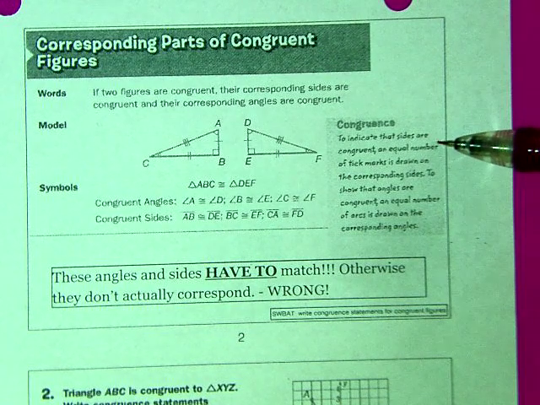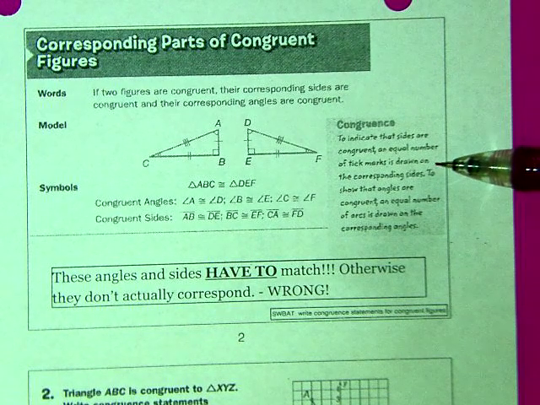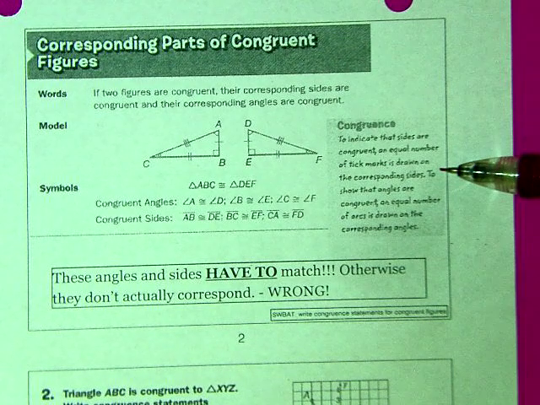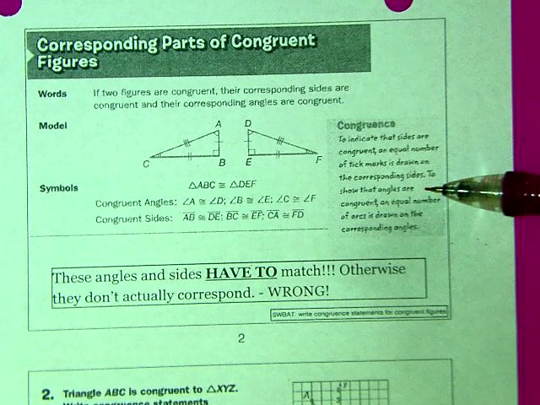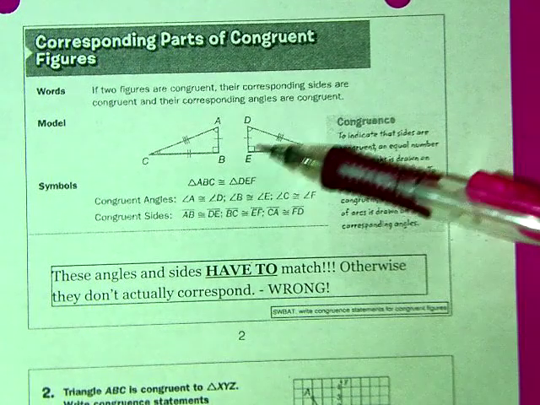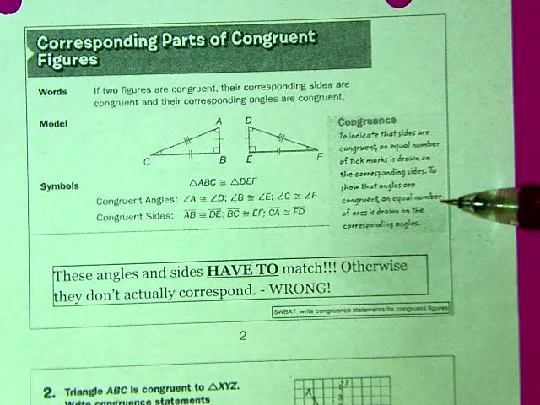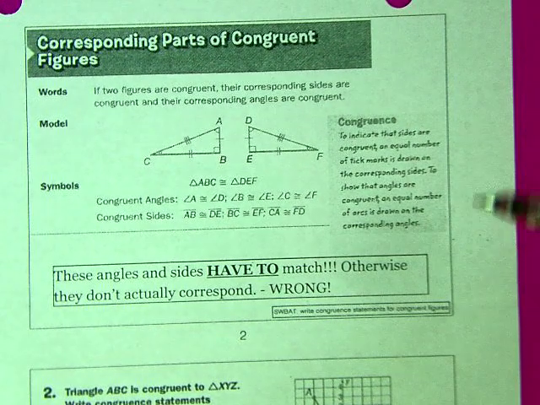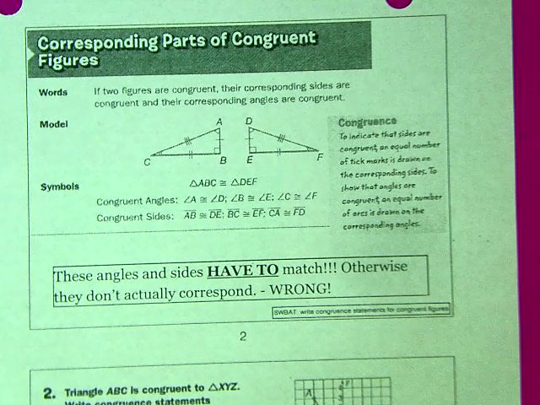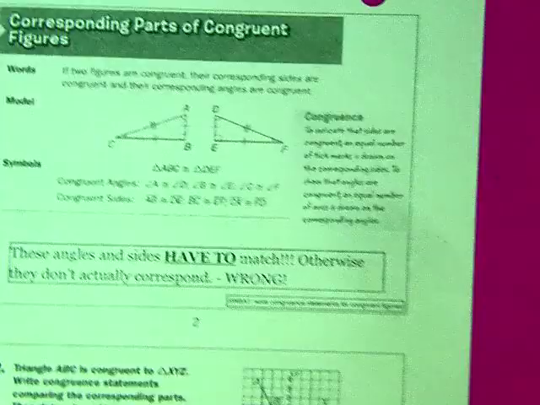To indicate that sides are congruent, an equal number of tick marks, so you see here this side 1 and 1, 2 and 2, 3 and 3, is drawn on the corresponding sides. To show that angles are congruent, an equal number of arc marks, so we've got 1, 1, a right angle, and then 2 here, is drawn in corresponding angles. The angles and sides have to match, especially when you're writing congruent statements. Otherwise, they don't actually correspond, and that would be wrong.